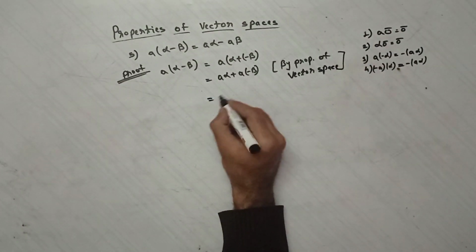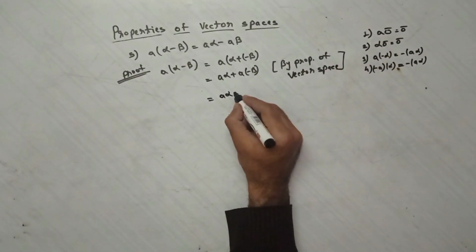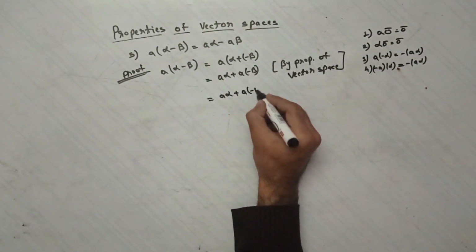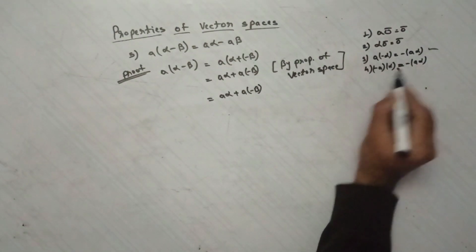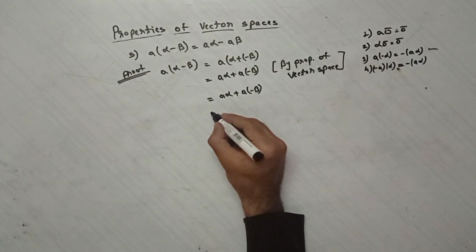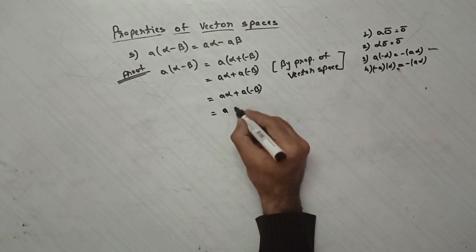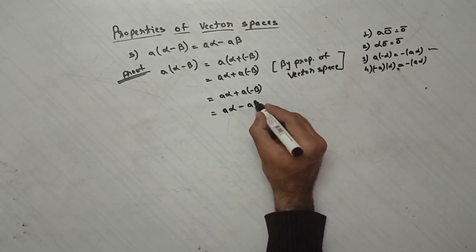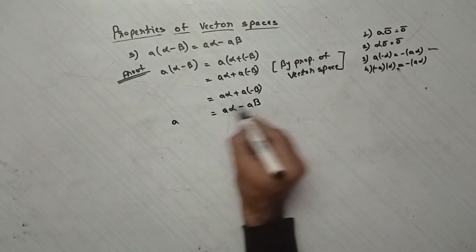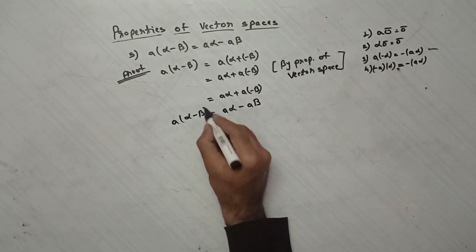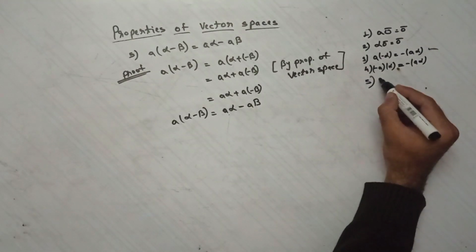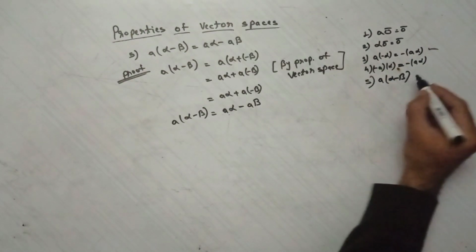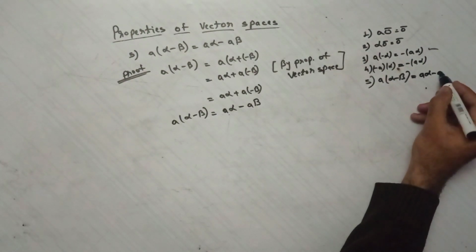Again, this a alpha plus a of minus beta, by using the third property, this minus comes from outside, so it comes like that: a of alpha minus a of beta. That's how we got our proof of alpha minus beta. So for the fifth one, we got a of alpha minus beta equals a alpha minus a of beta.